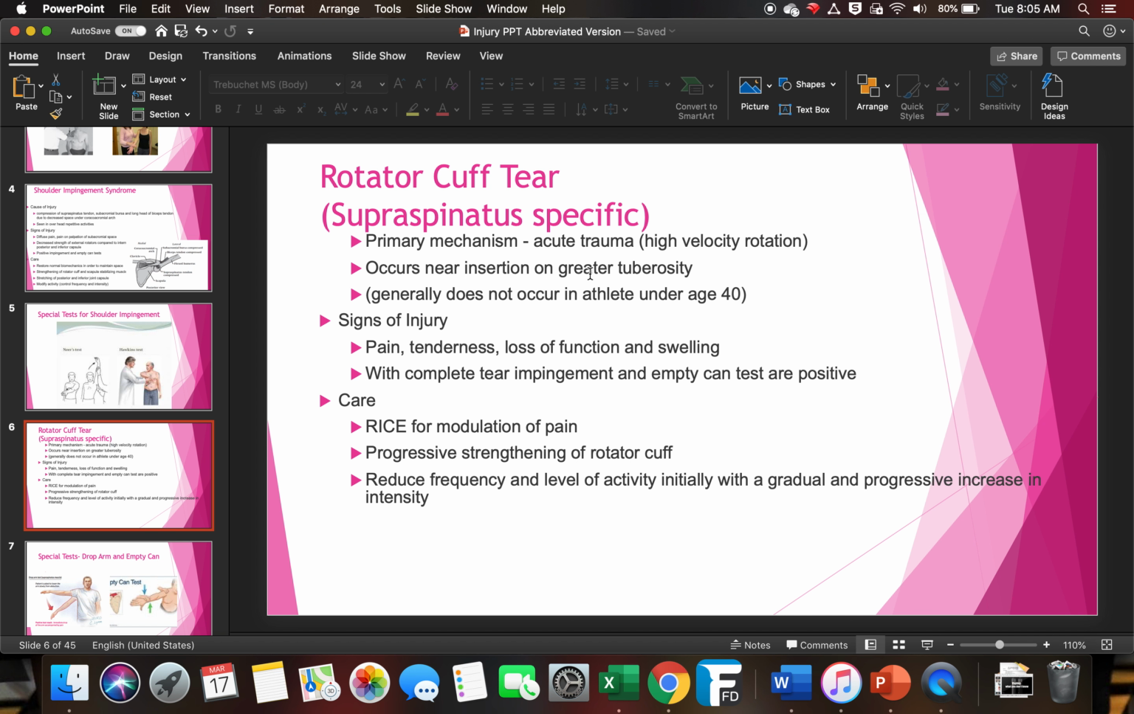So you guys know you can have surgery for this, but you can also just RICE and then do some progressive strengthening and reduce activity. And that, in a lot of cases, will take care of it. Pause if you need to.